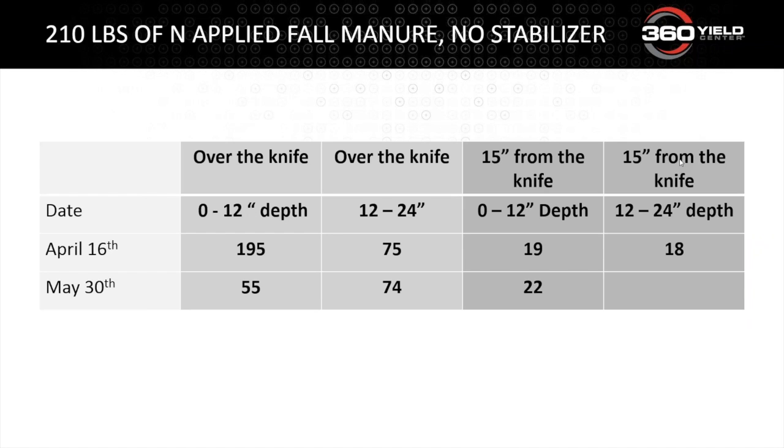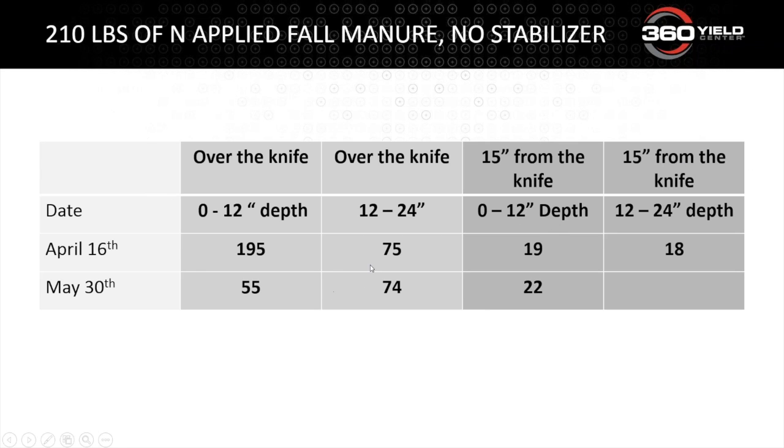So this is kind of a summary of this: 210 pounds of applied fall manure, no inhibitor. The 0 to 12 depth on April 16th was 195. It went down to 55 on May 30th. So we're just seeing a lot of different changes with weather and volatility and denitrification. This gentleman has 210 pounds of nitrogen on there, and he's going to have to come back with probably 100 pounds to finish this. As you look in the 12 to 24, not a lot of change. We did flush some of that down, which tells me the difference in that was denitrification. And you just see that in the 15 inches off a knife, which we test.